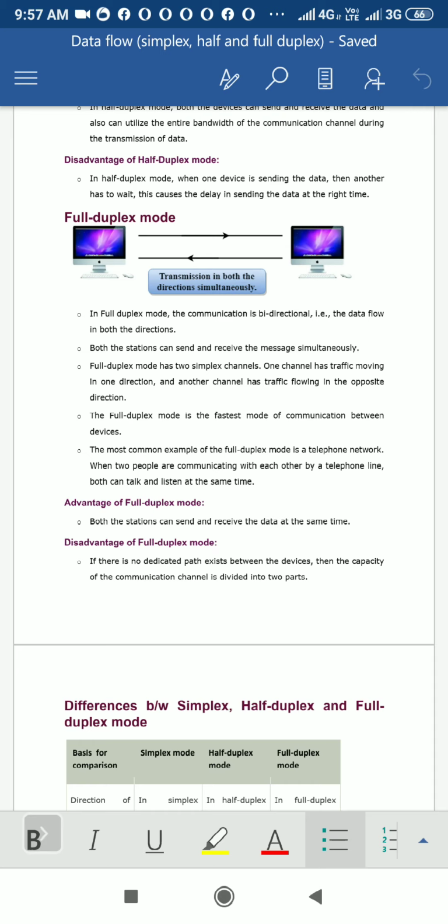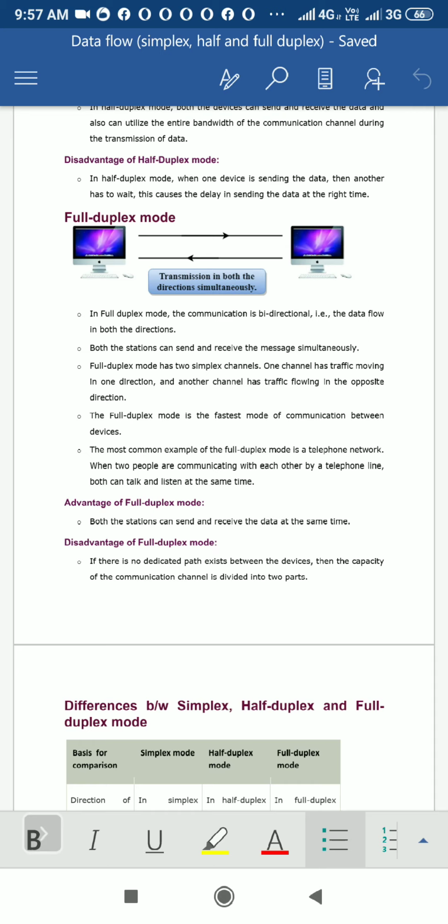So the full duplex mode is the fastest mode of communication between devices. The common example of full duplex is telephone network. When two people are communicating with each other via telephone line, both can talk and listen at the same time. So in this, both the stations can send and receive the data at that time.